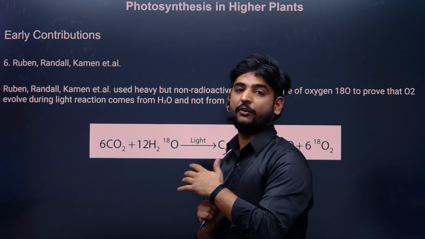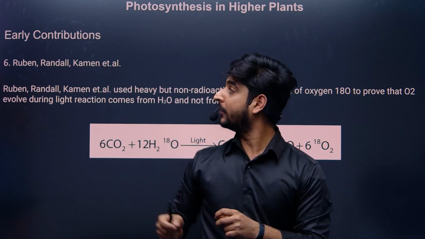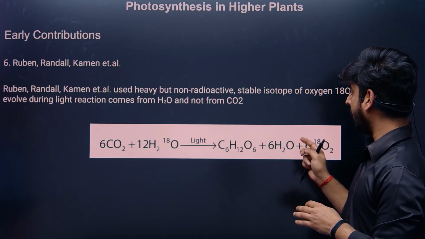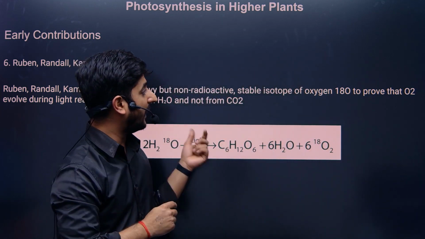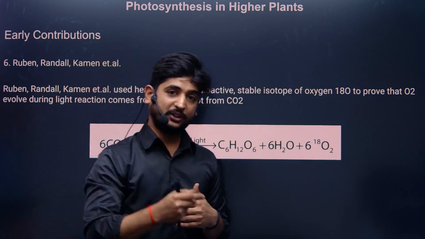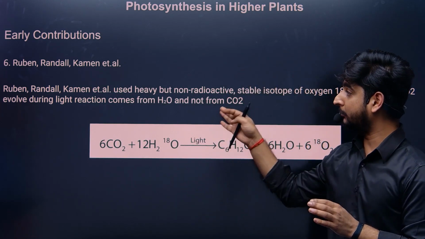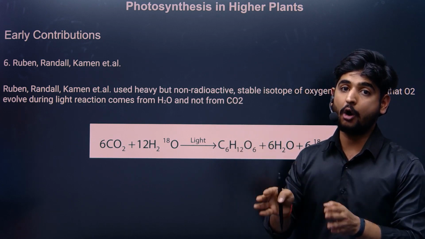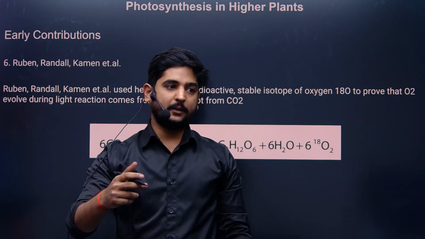But this was confirmed by radioisotopic studies by Ruben, Randall, Kamen and Hyde. They used the non-radioactive stable isotope of oxygen, 18O, to prove that oxygen coming out of photosynthesis is coming out due to the splitting of water. It's coming out of water and not out of the breaking down of carbon dioxide. So guys, let's move ahead.